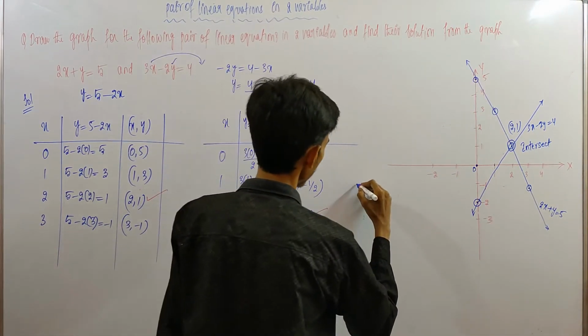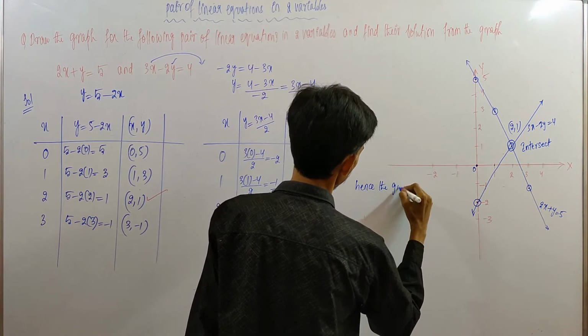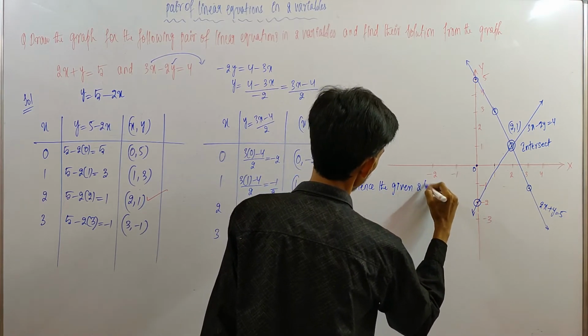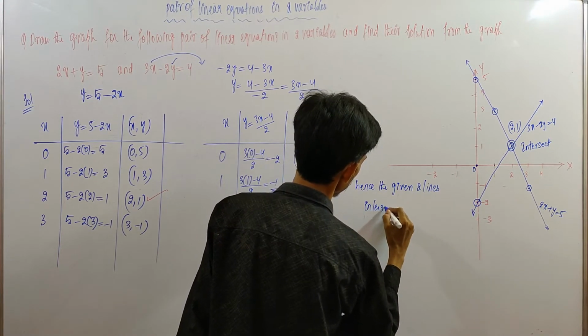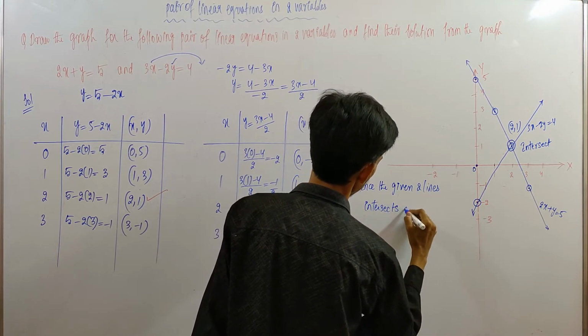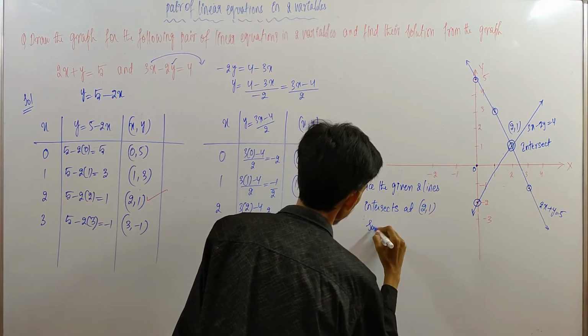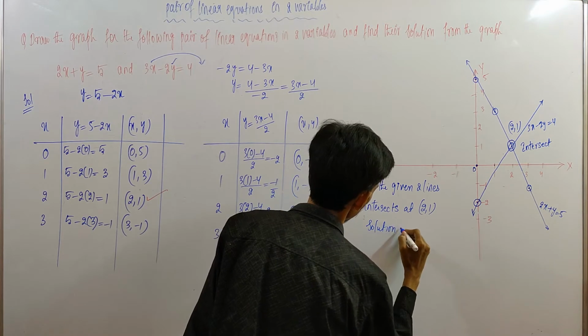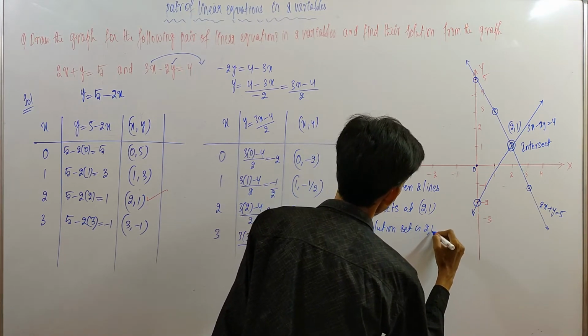Hence we can say that the given 2 lines intersect at 2 comma 1. So the solution set is 2 comma 1.